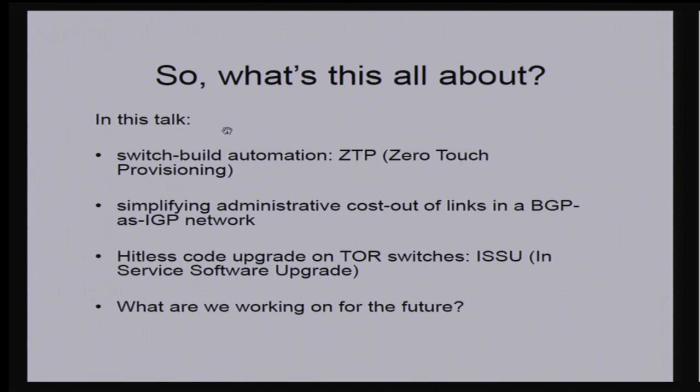So today we'll be talking about switch build automation, which is ZTP, which has been around for a while, but I'm proud of it, so I want to talk about it. Simplifying administrative cost out of links in a BGP as IGP network, along with a lot of you guys. We're moving to a BGP as IGP network, and we're going to talk about some of the challenges we face operationally. And lastly, we have a lot of ToR switches, top of rack switches. We're talking about hitless code upgrade on those, and some future stuff.